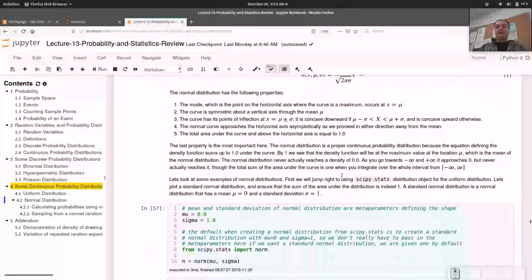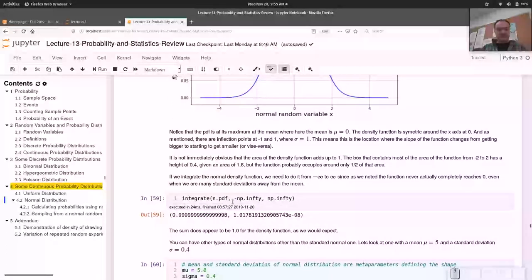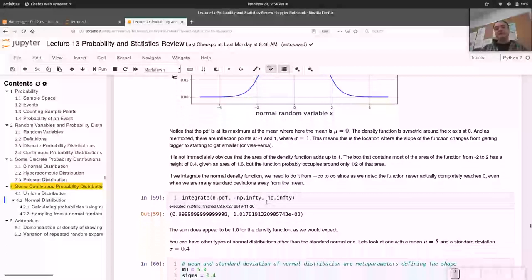But it is a proper distribution, so if you integrate under this density function, it does sum up to 1. I think I did that right there. So if we take our density function and integrate it from negative infinity to infinity, we get essentially 1, with some error due to the numerical approximation, but this confirms that it's essentially an area of 1 here.